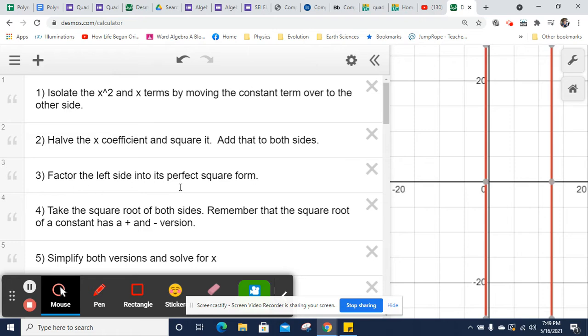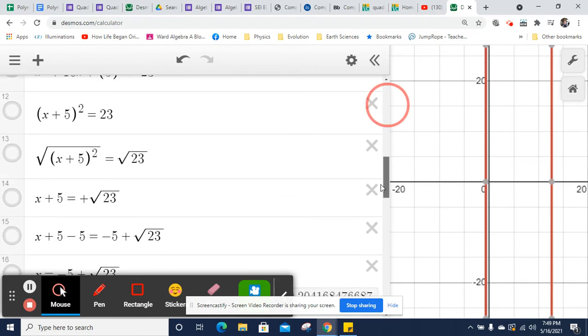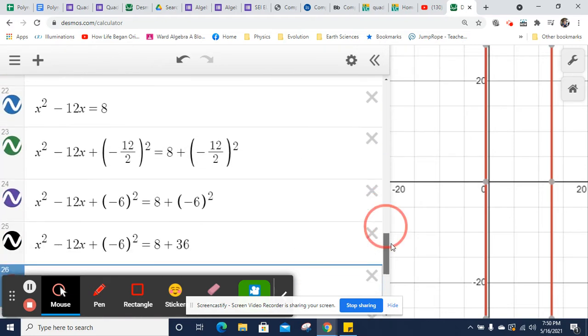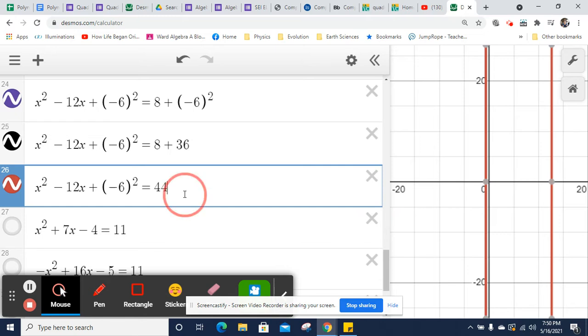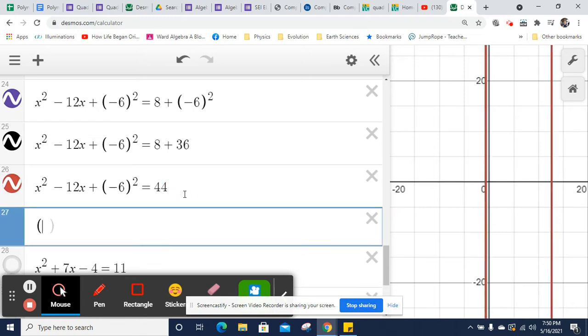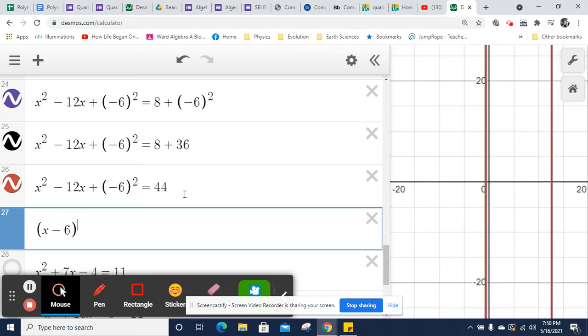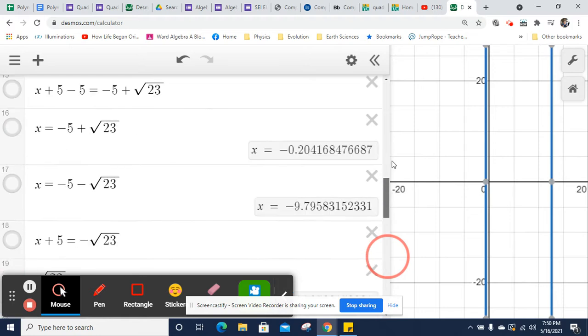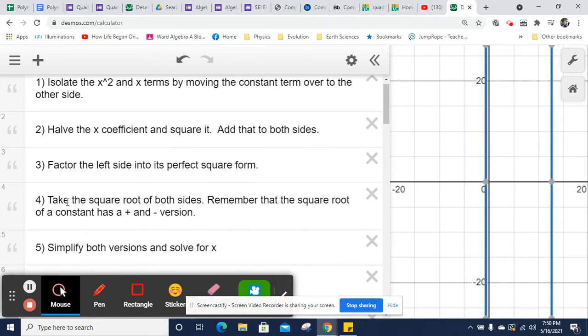third step, factor the left side into its perfect square form. Okay, I've got it set up so it can be done that way. So that's going to become x minus 6 squared, and that's going to equal 44. My fourth step is going to be to take the square root of both sides. Remember that the square root of a constant has a plus and minus version.